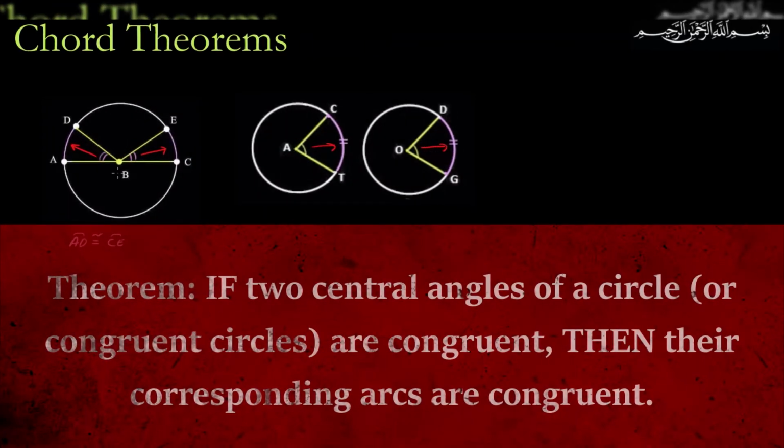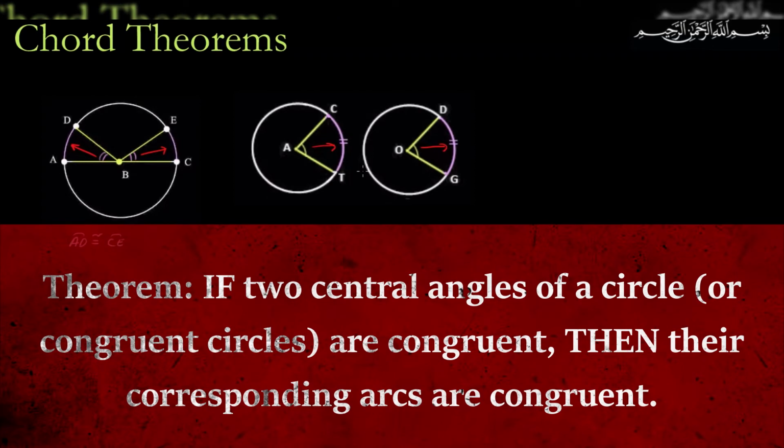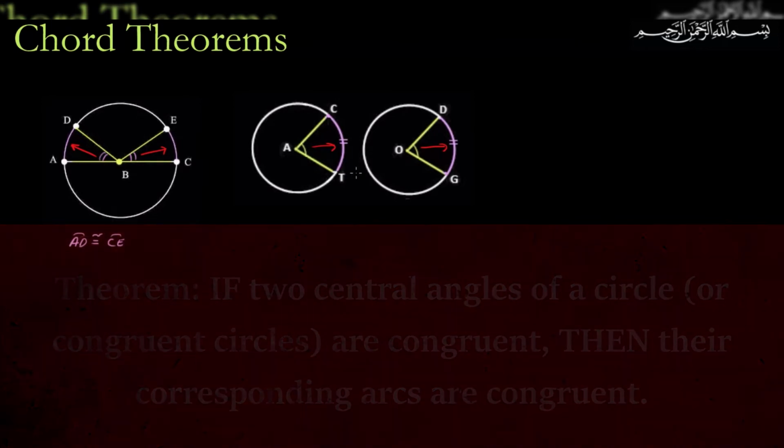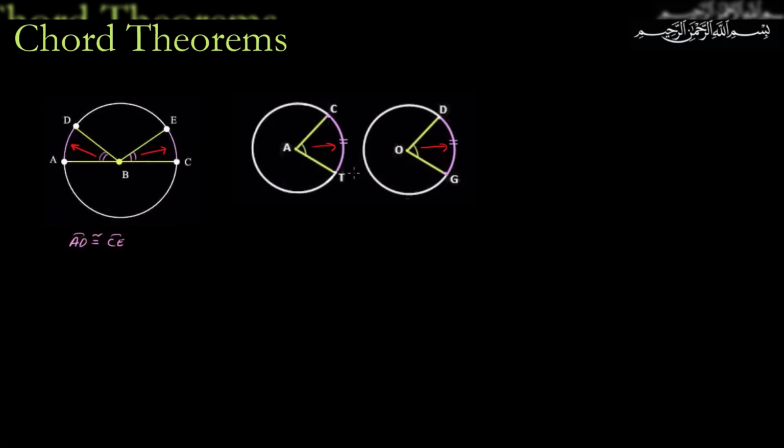In summary, if two central angles of a circle or of congruent circles are congruent, then the corresponding arcs are congruent. Let me repeat myself. If two central angles of a circle or of congruent circles are congruent, then their corresponding arcs will be congruent. The converse would also be true. That is, if the arcs are congruent, the central angles will be congruent, of the same circle or of congruent circles.